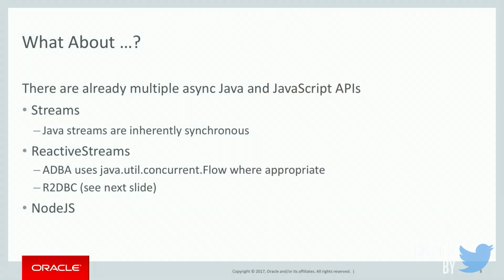So what about streams, reactive streams? ADBA uses java.util.concurrent.Flow where appropriate. It's not a 100% full-fledged reactive stream API. If you're looking for that, you need to look at R2DBC, which is on the next slide.